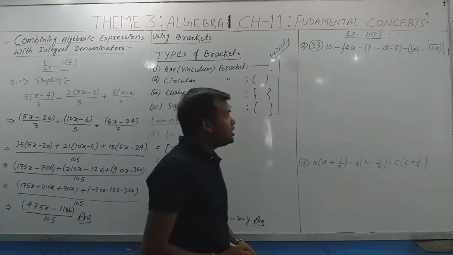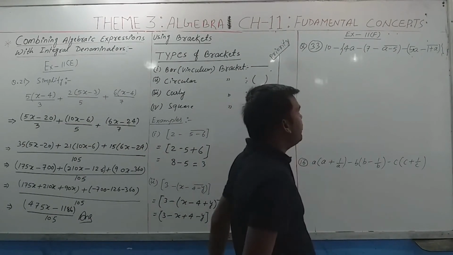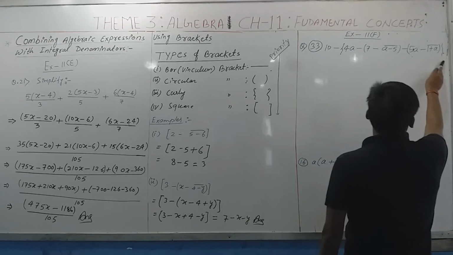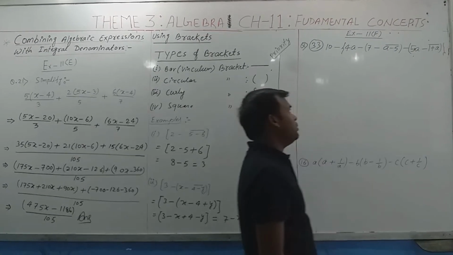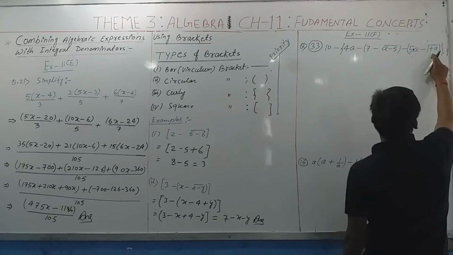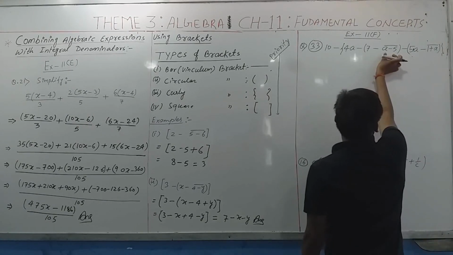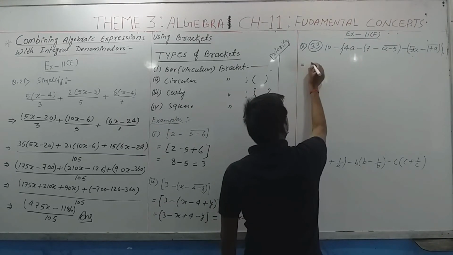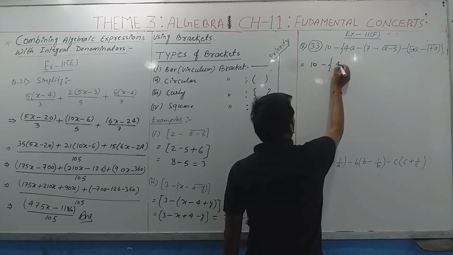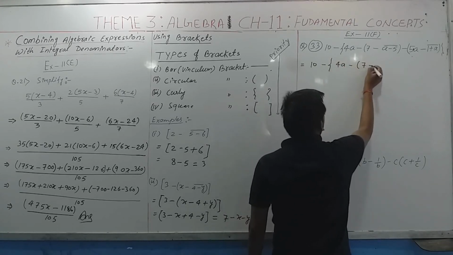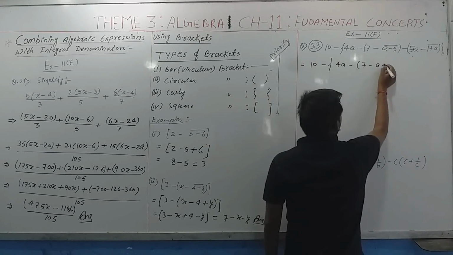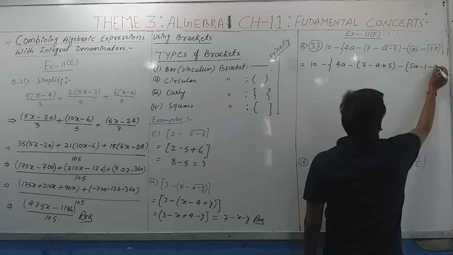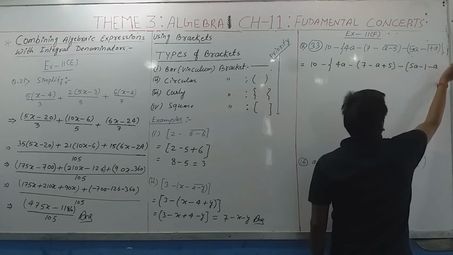Now I have considered some examples from exercise 11F. See question number 13: you have to simplify these four expressions in algebraic form. First simplify the inner brackets by this rule. So 10 minus bracket of 4a minus 7, multiplying the minus with the bracket, then minus of 5a minus 1 minus a, by the multiplication of minus. Is it clear?